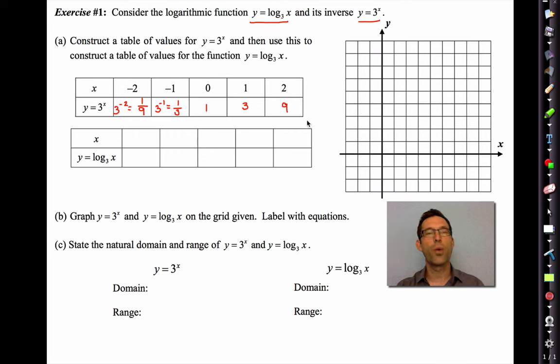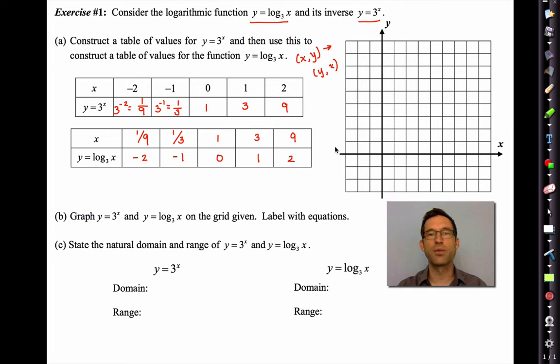Now remember, whenever we have an inverse, all that happens is we take the xy pair, and we switch it, so the y becomes the x, and the x becomes the y. So now the x is going to become 1/9, and the y is going to become negative 2. And then the x is going to become 1/3, and the y is going to become negative 1. The x is 1, the y is 0. The x is 3, the y is 1. The x is 9, the y is 2. All right, let's graph the two.